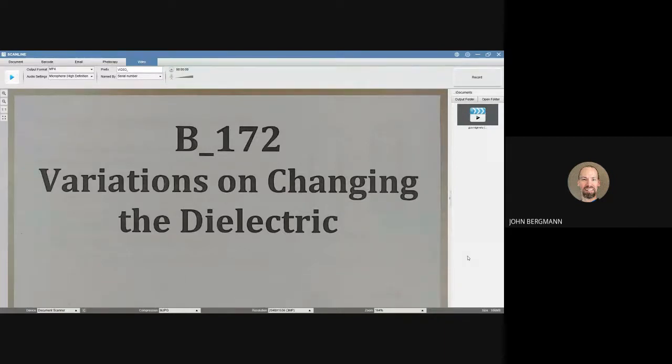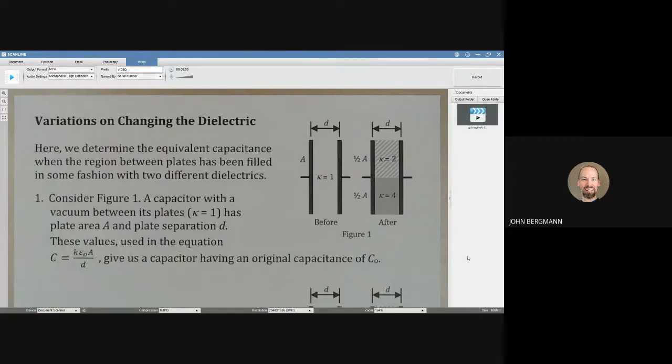Variations on changing the dielectric. Here we determine the equivalent capacitance when the region between plates has been filled in some fashion with two different dielectrics. Consider figure 1, a capacitor with a vacuum between its plates, so the dielectric constant is 1, has plate area A and plate separation D. Those values used in the equation for capacitance give us a capacitor having an original capacitance of C naught.